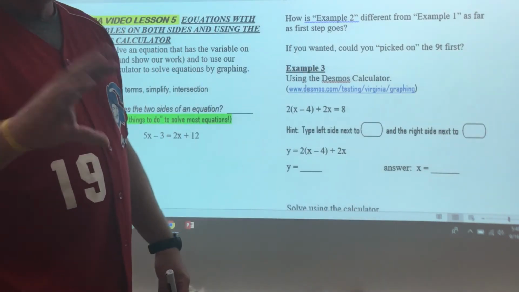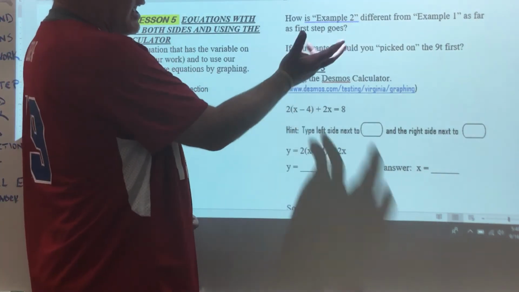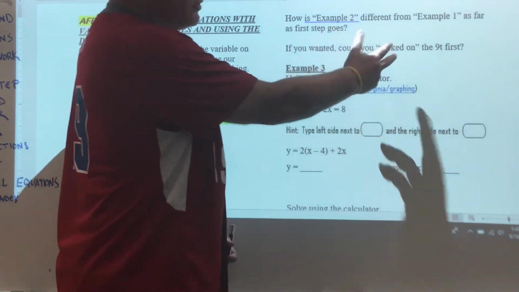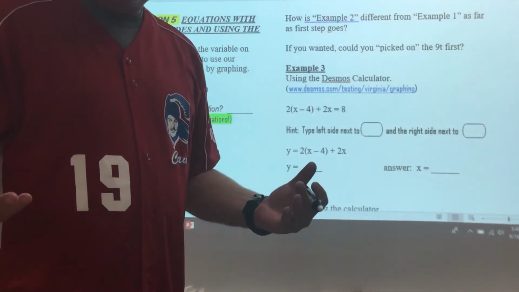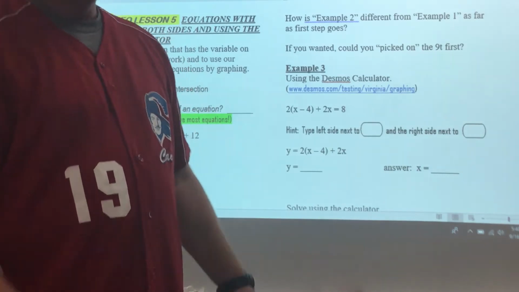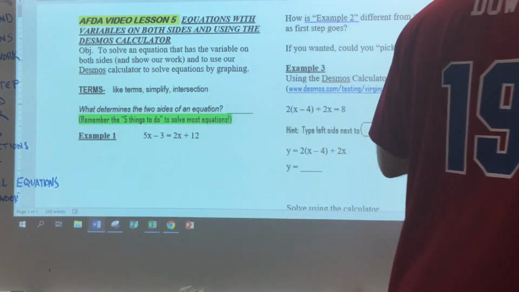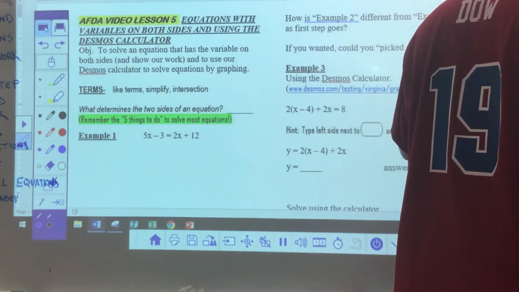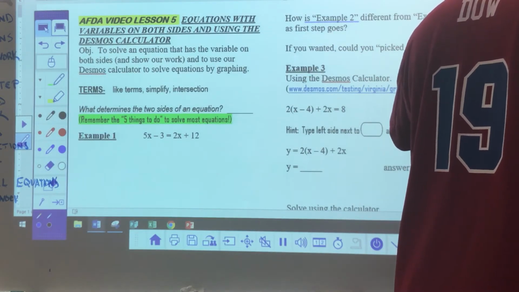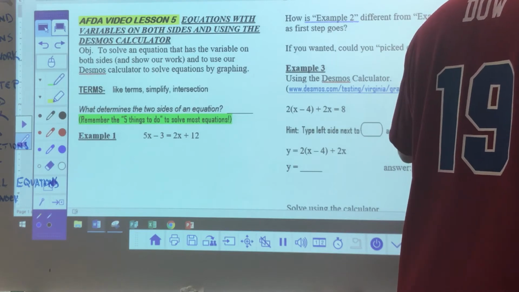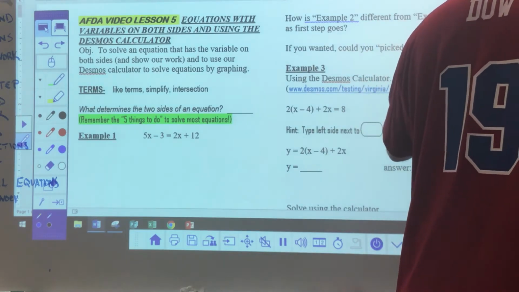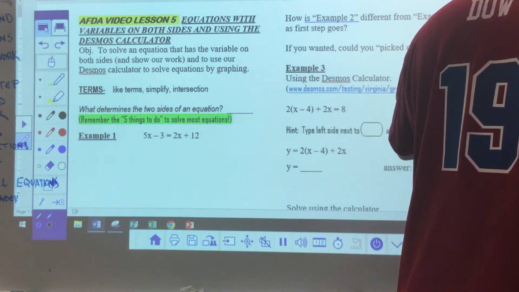Now, notice that I ran into some negative signs throughout there. But if you wanted, could you have, let's say, picked on the 9w first? That's not the little guy. You sure can. But once again, you guys are going to wind up with just some more negative signs, okay? So if you go ahead and pick on this 9w, you're going to have more negative signs.